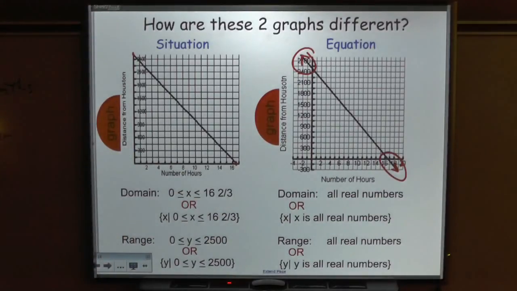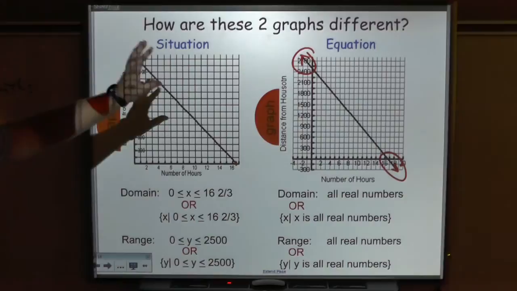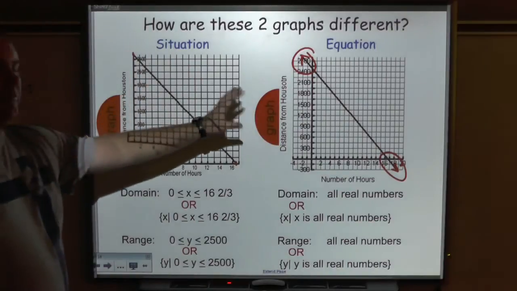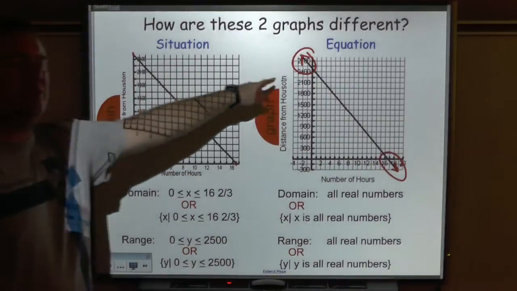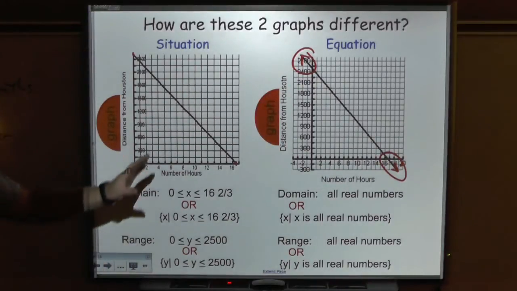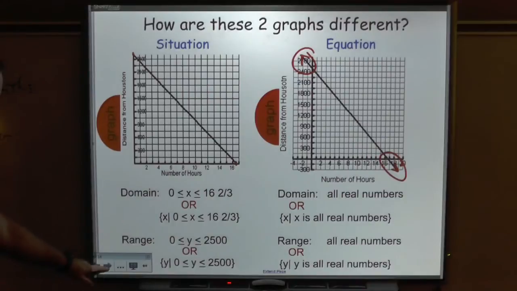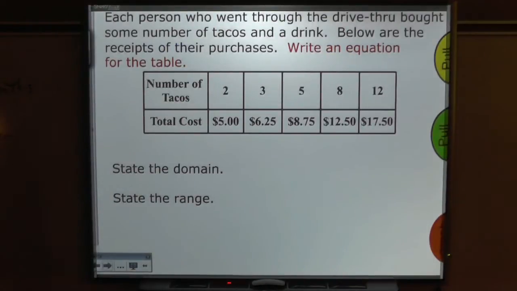If you want to take a minute to write this down, you can. You can look at it. That's what I want you guys to see. We're talking about a continuous situation. The graphs are very similar because they are line segments. This is an actual segment. This one keeps going because we're talking about the equation itself. All right, so the next one.